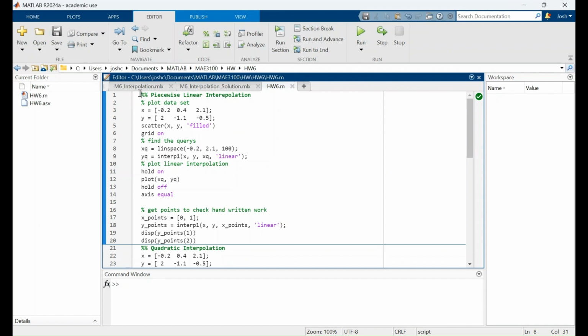So here's my code for my piecewise linear interpolation. It's our original data set that we were just given in the problem.